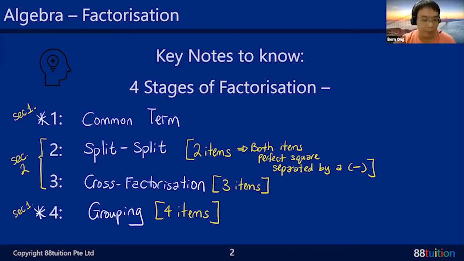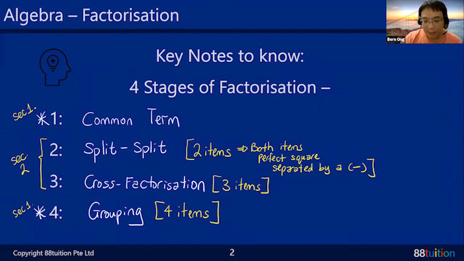For Sec 2, we'll be doing a bit of revision on the Sec 1 portion and also the Sec 2 portion, so it benefits you fully. All right, so these are the 4 stages. And remember, the common term stage must always be performed first. Is that okay? Now let me go into some examples of factorization.